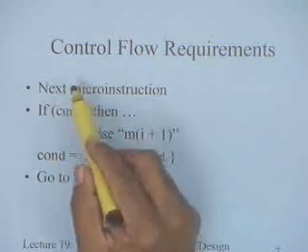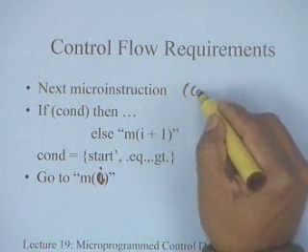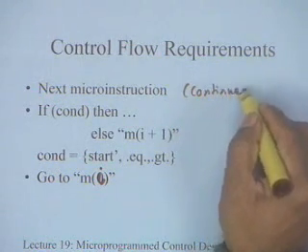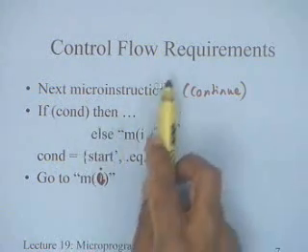My sequencer should be able to support next microinstruction, implying that if I am executing the ith microinstruction, I should go to the I plus 1 microinstruction. It's called next, or it's also called continue, meaning continue with the execution. So if you have to execute a sequence of microinstructions, you should be able to use this next microinstruction too. So this is a control flow requirement.